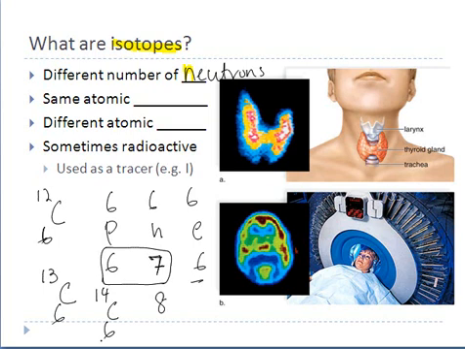Now these isotopes are variations of atoms. They have the same atomic number. What do they have in common?